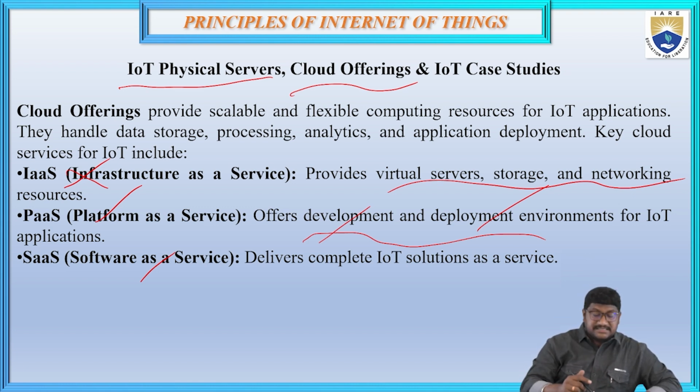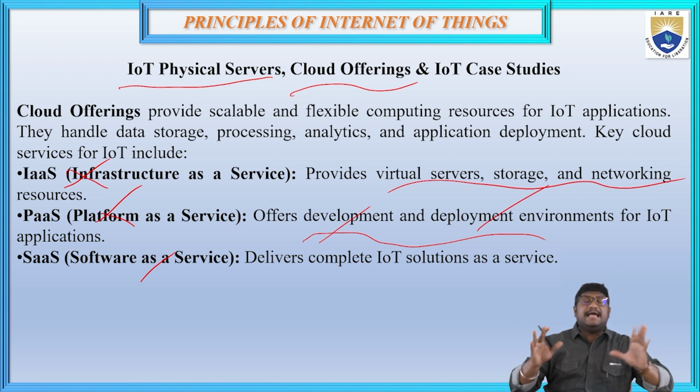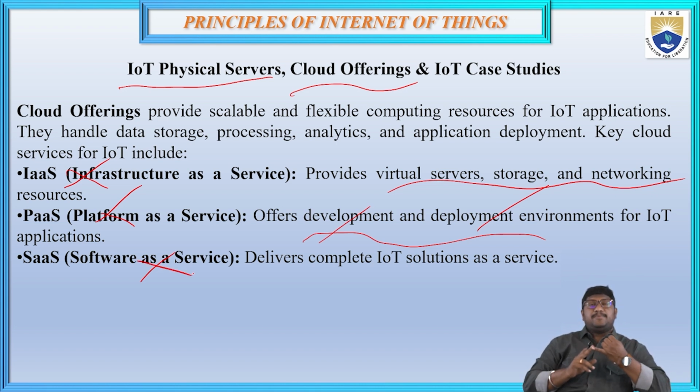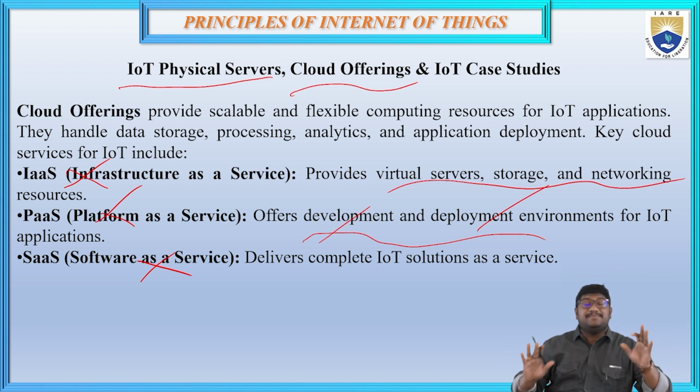Coming to platform as a service, we offer development and deployment environments for particular IoT applications, guys. That is what platform as a service is. And coming to software as a service, we deliver a complete IoT system as a service. That is the difference between these three services. In the starting, we provide only infrastructure like virtual servers, storage, and networking resources in IaaS. Coming to PaaS, we offer development as well as deployment environments for IoT applications. Whereas in software as a service, we deliver the complete IoT system as a service.